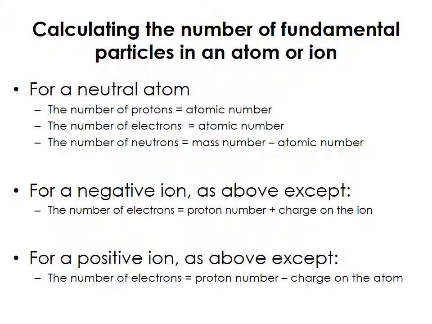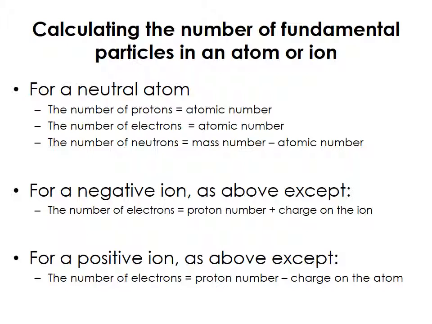What you need to be able to do is calculate the number of fundamental particles in an atom or an ion. For a neutral atom, the number of protons you can easily work out because it equals the atomic number. The number of electrons, as I said on the previous slide, has to be the same in an electrically neutral atom, so it is also equal to the atomic number. The number of neutrons you can quickly calculate because it's the mass number minus the atomic number. We said the mass number equals the number of protons and the number of neutrons added together. We already know the number of protons is the atomic number, so if we take that away from the mass number, that tells us the number of neutrons.